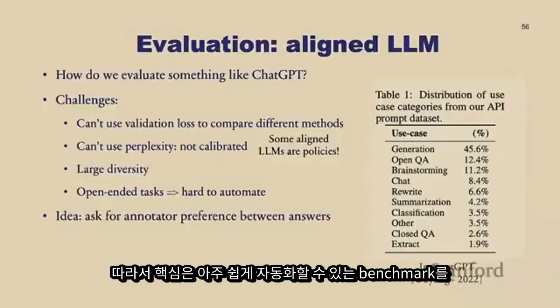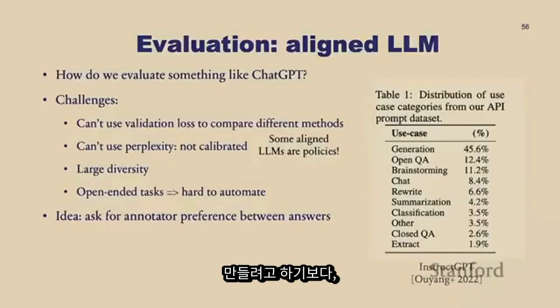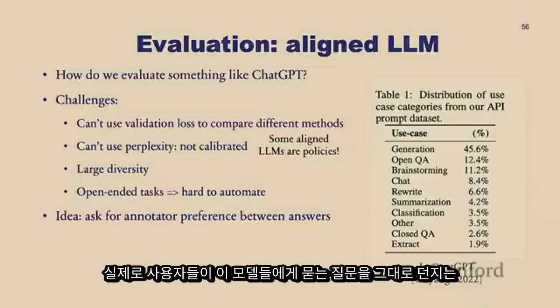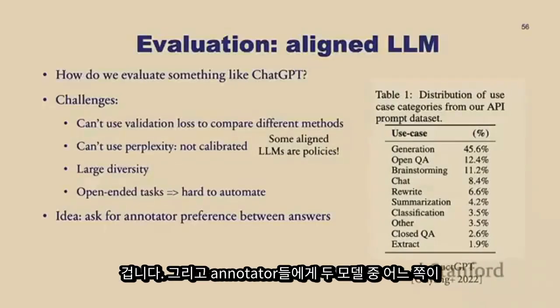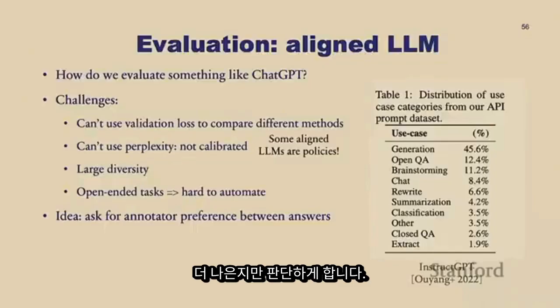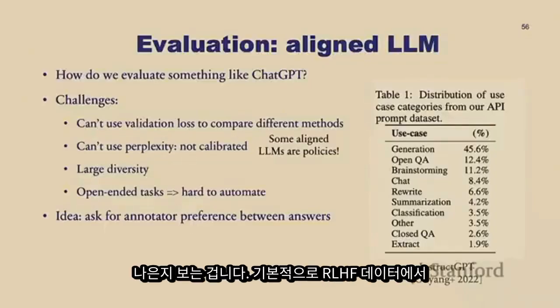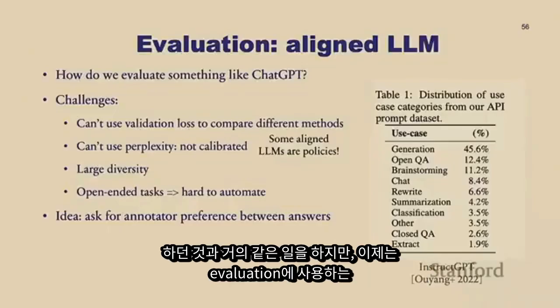So the idea is that instead of trying to come up with really easily automated benchmarks, we're going to ask questions that users actually ask to these models in practice. And we're just going to ask annotators to say, between these two models, which one is better? Like, what's the better output? So basically, you do the exact same thing as the data from RLHF, but you use it now for evaluation.